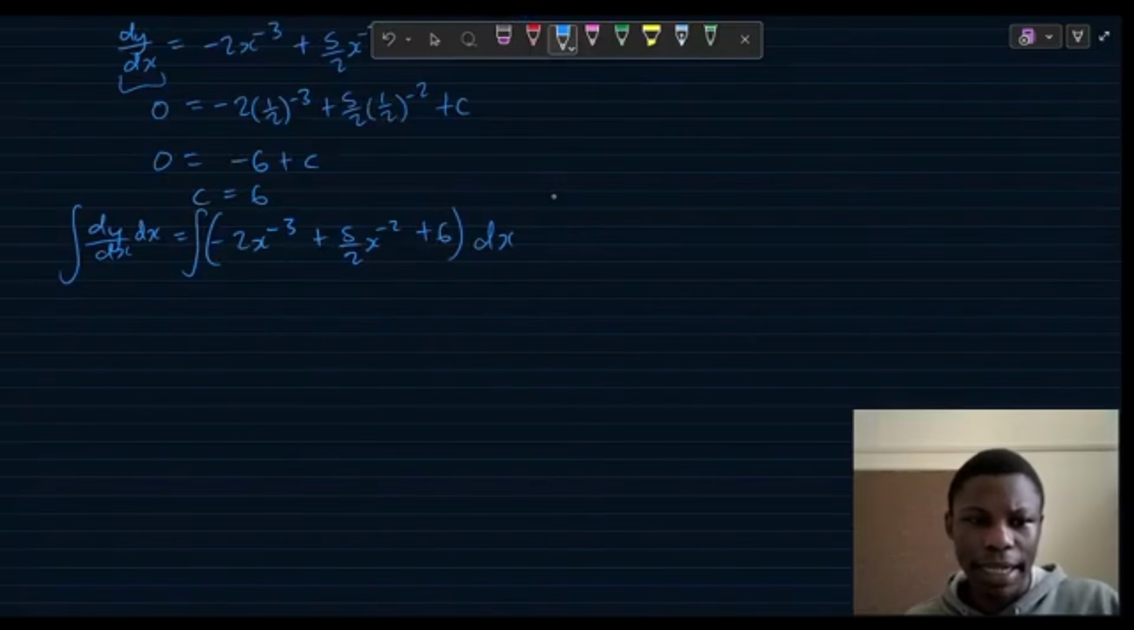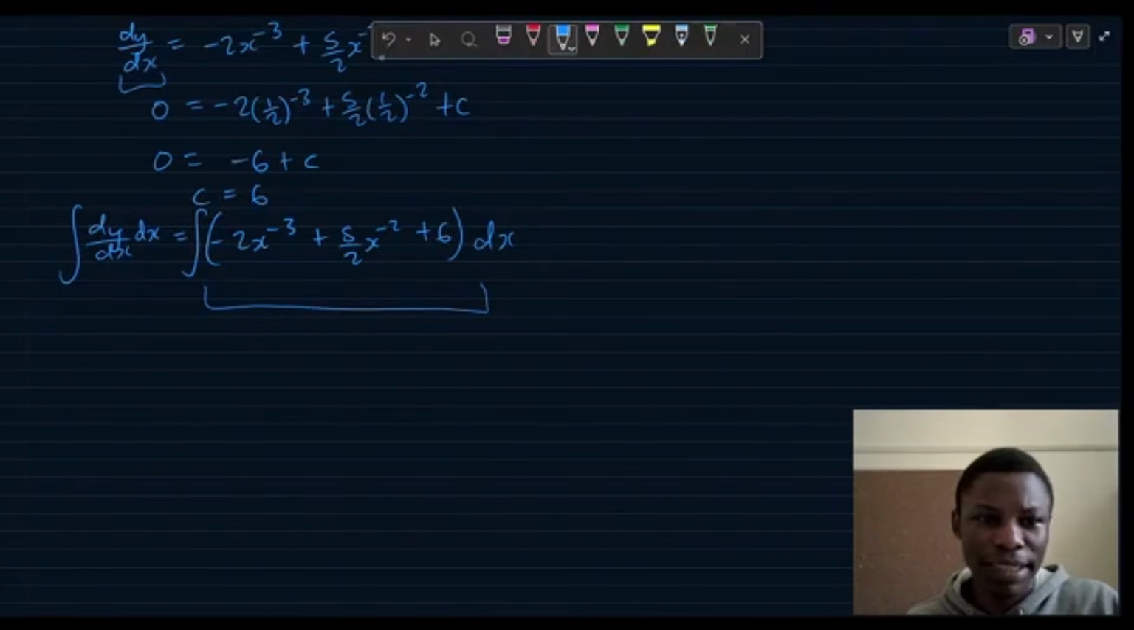So I'd made a mistake on integrating this. I noticed that after I'd finished recording, so I'm just going to correct that. If you integrate dy/dx with respect to x, you get y.